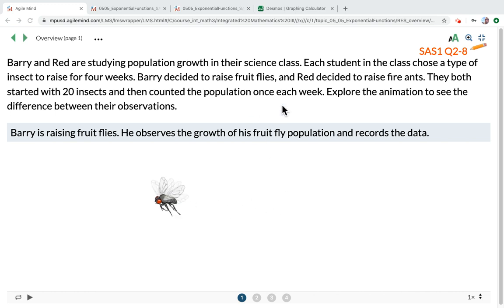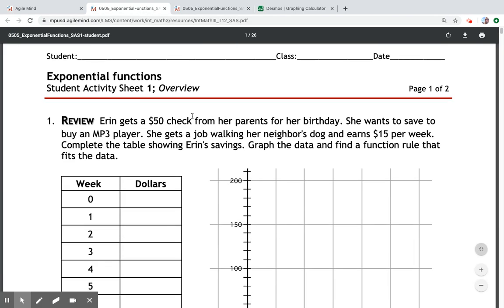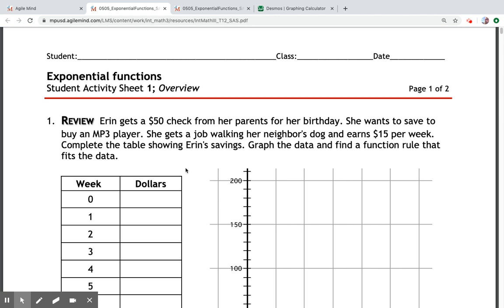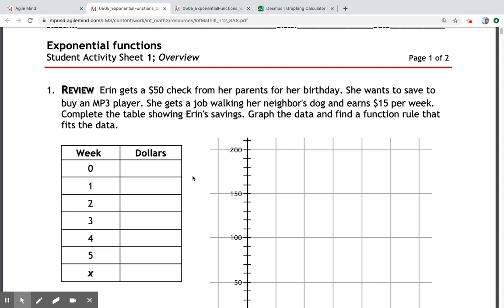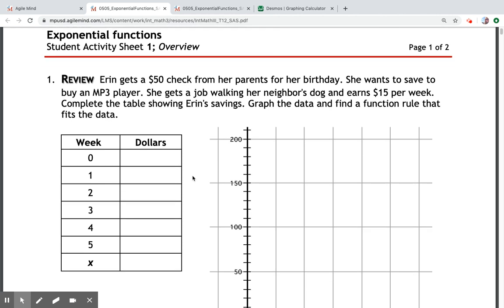To get this party started, actually, before we even get here, I would like you to take a look at question number 1 on student activity sheet number 1. Here we've got Erin. She gets a $50 check from her parents for her birthday, and she wants to save to buy an MP3 player. So she gets a job walking her neighbor's dog and earns $15 per week.